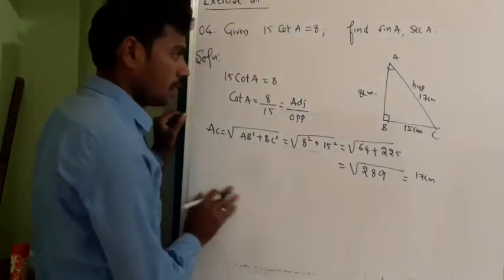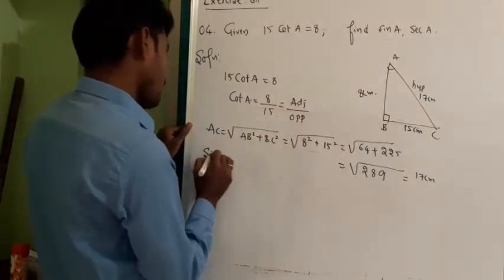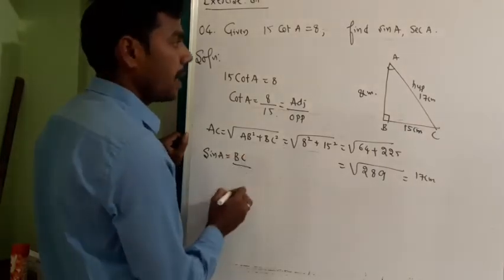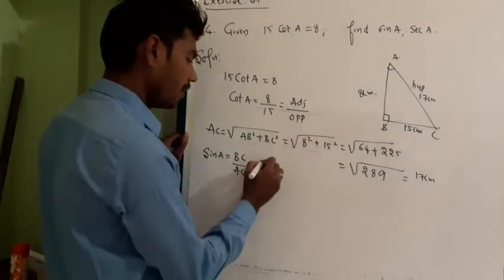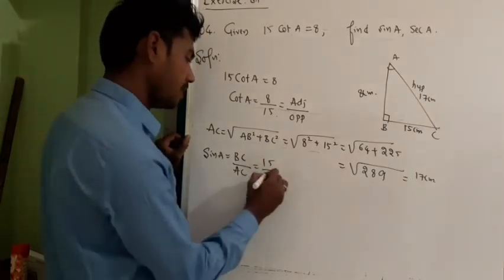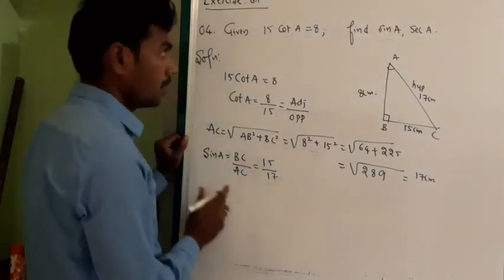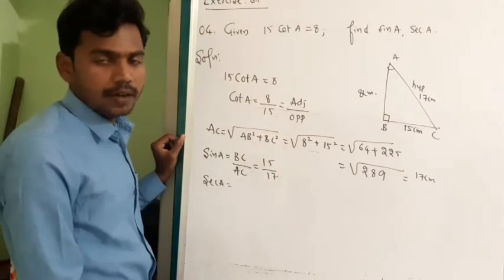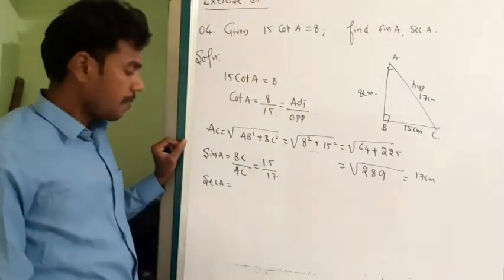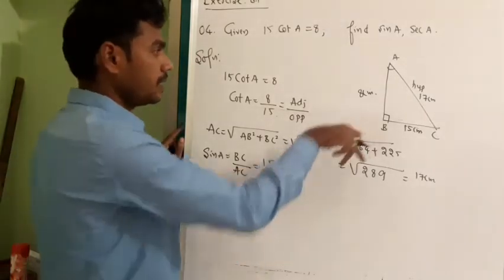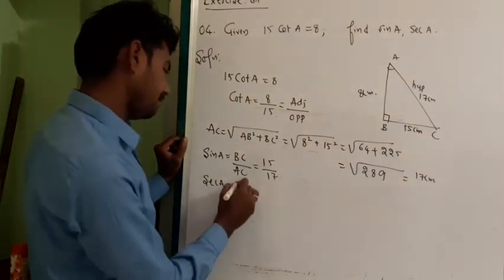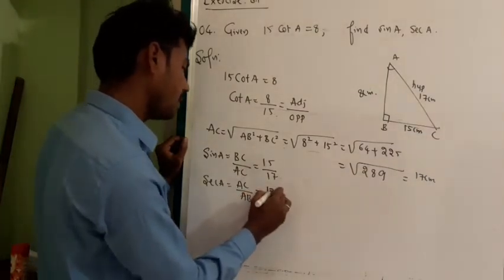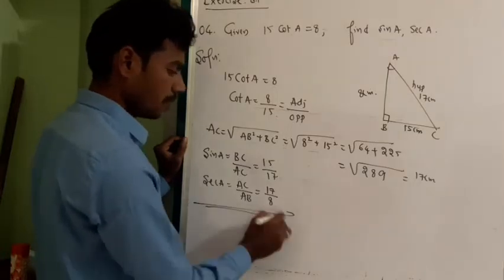Now, what we need, sin A. Sin A is equal to opposite by hypotenuse, that is BC divided by AC. What is BC? BC is nothing but 15. What is AC? That is 17. Next, secant A. Secant A is nothing but inverse of cos A. Cos A is nothing but adjacent by hypotenuse, but secant A, hypotenuse by adjacent, that is AC by AB, which is equal to 17 divided by 8. So this is the required answer. Please note this down.